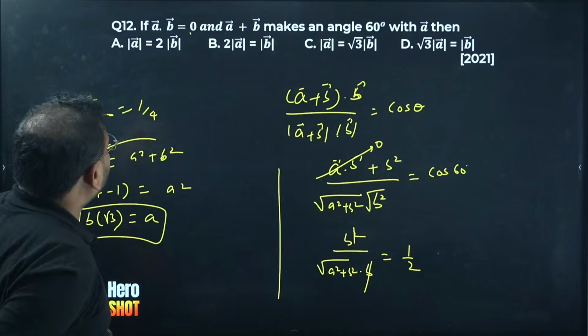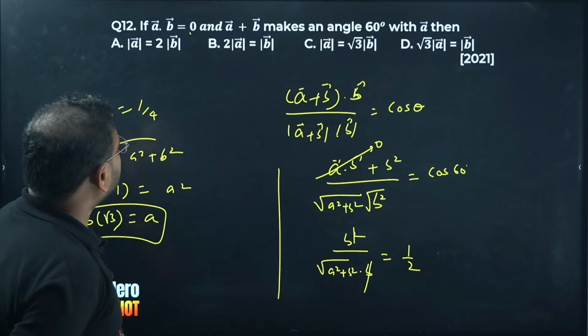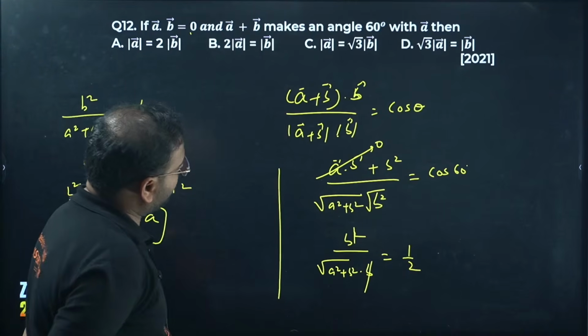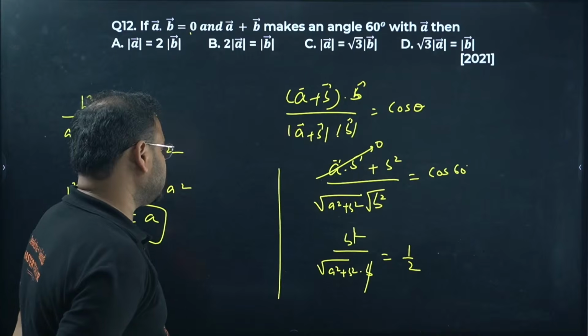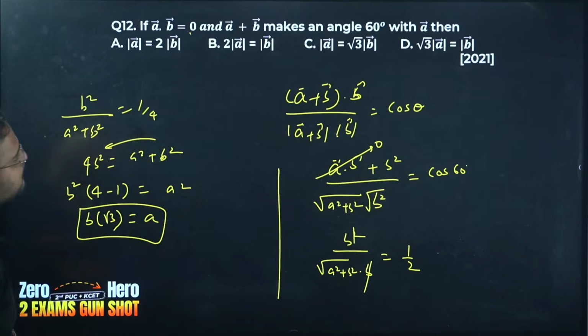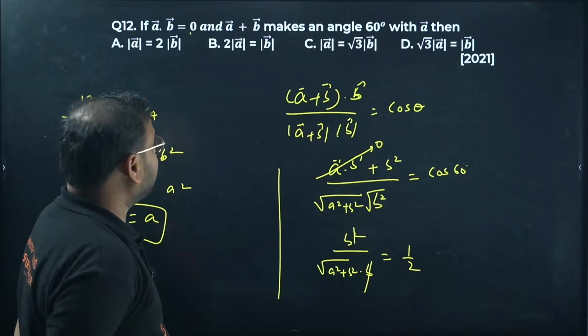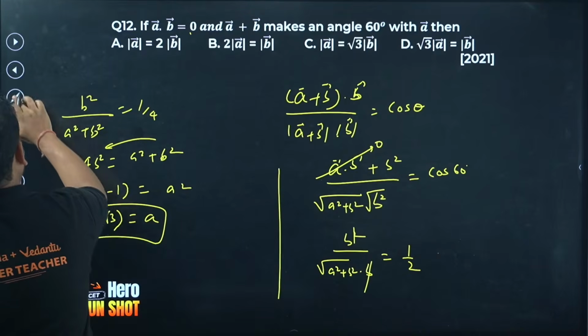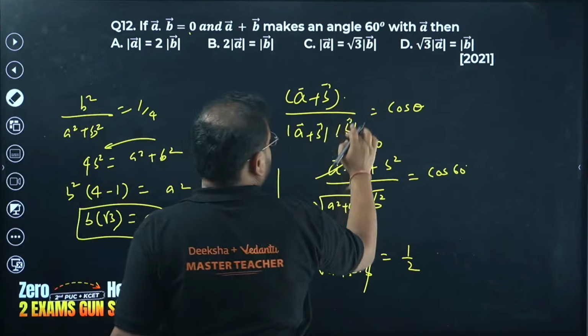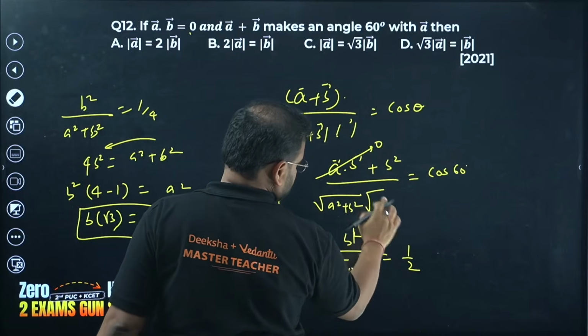A plus B square. Yes, A square plus B square times mod B. B and B cancels. Something is wrong. 4B square and, yeah, with A they have given. Sorry. My bad. With A they have mentioned. Excuse me.